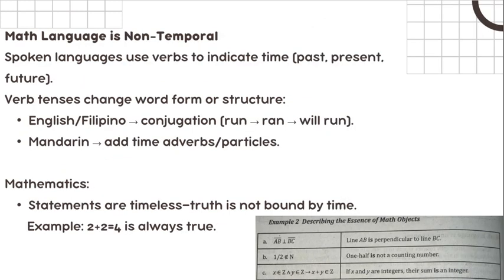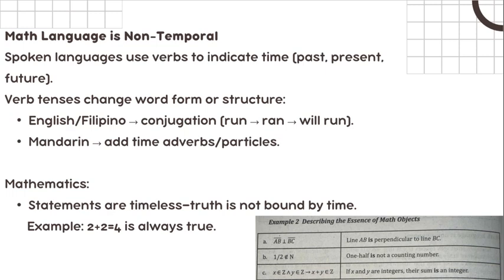Next, math language is non-temporal. Normally, languages contain words that indicate actions. Words that indicate actions are what we call verbs. Actions either happened in the past, are happening in the present, or will happen in the future. This produces a set of rules that affect the appearance of a word in relation to time.